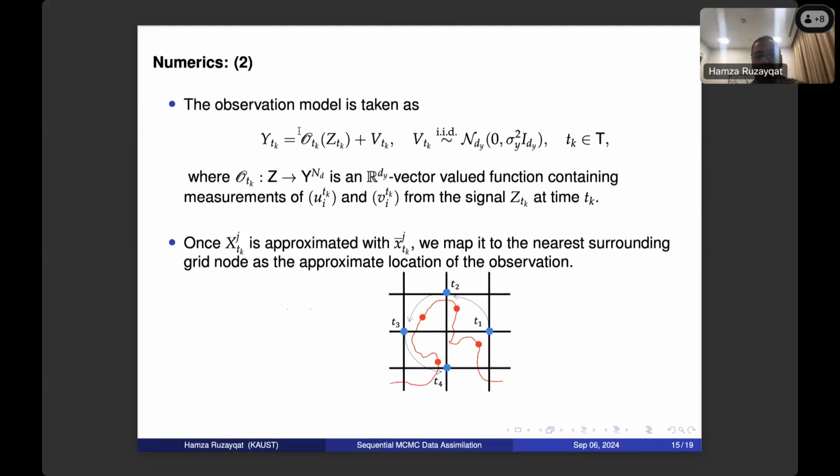The observational model is as I said before, but now, after we estimate the location of each observer, given an X bar, we map it to the nearest surrounding grid node. That's because we are dealing with a discretized model, and so we don't have continuous tracks. So we map, for example, the location here to T1, this to T2 and this to T3.